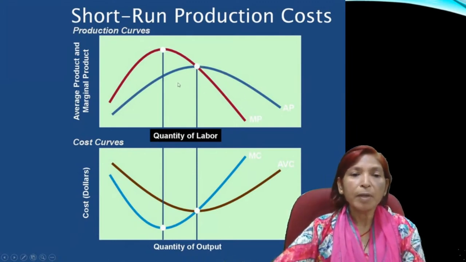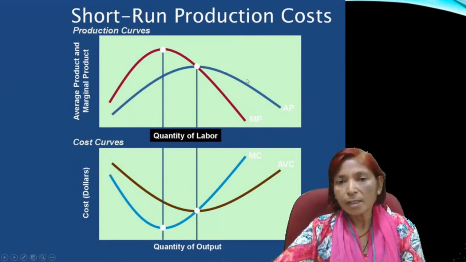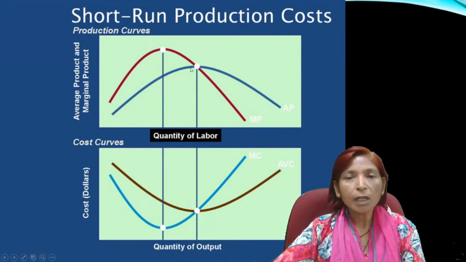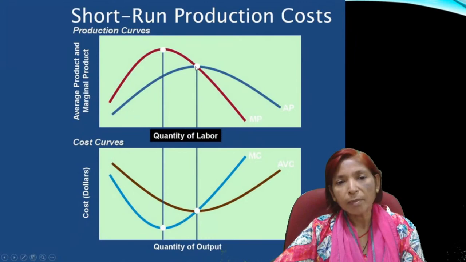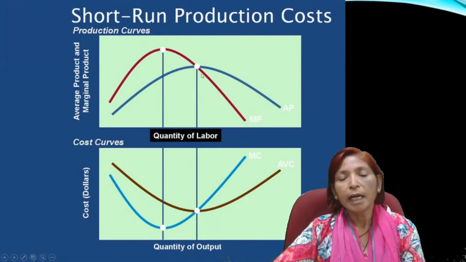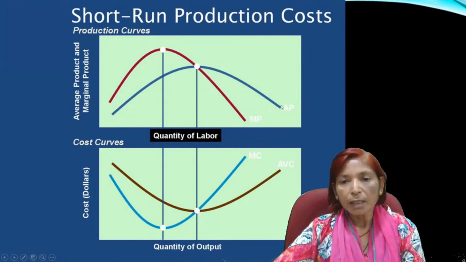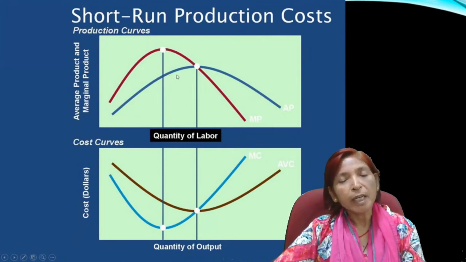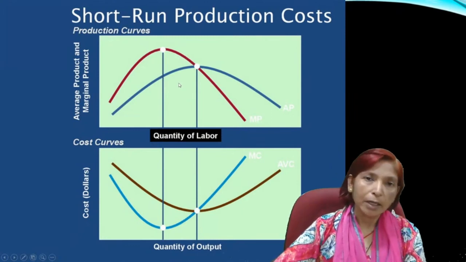And if AP increases, MP increases before that. If AP falls, MP falls before that AP. And where both are equal, MP always cuts AP at its maximum point. Where AP is maximum, MP cuts AP and starts declining. So this reverse U-shaped curve is called the AP curve. And MP can be 0, MP can be negative, but AP can never be 0 and can never be negative.